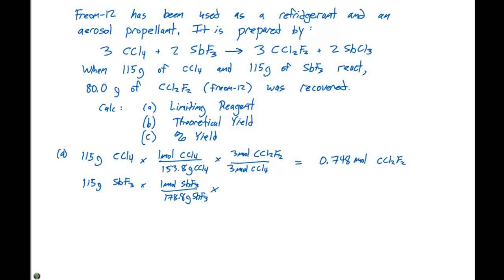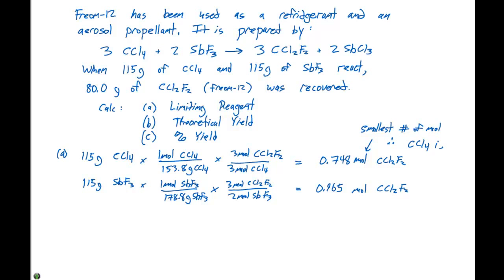From the balanced chemical equation, for every 2 moles of SbF3 that are consumed, 3 moles of CCl2F2 are produced. This is going to give us 0.965 moles of CCl2F2, or Freon 12. So from these values, this first one that we calculate is the smallest number of moles. So therefore, the CCl4 is the limiting reactant.